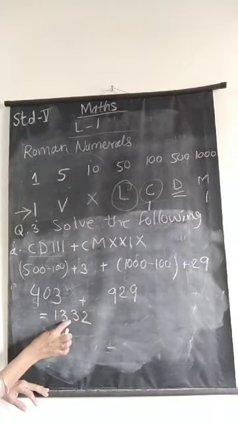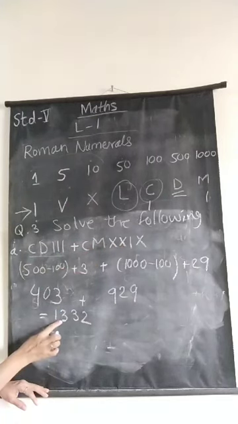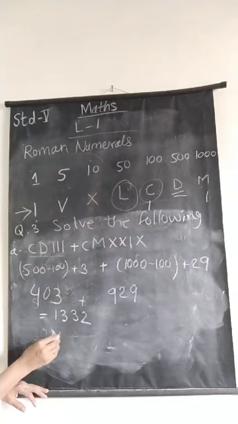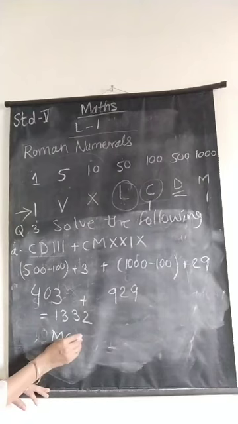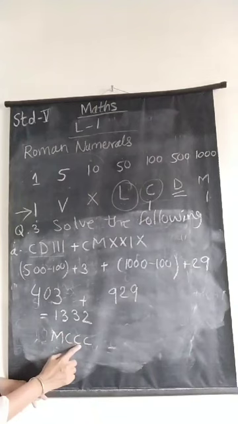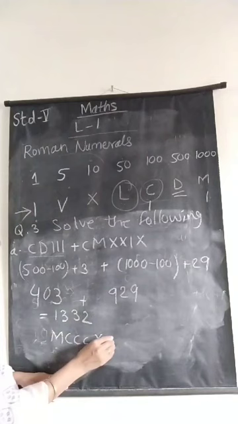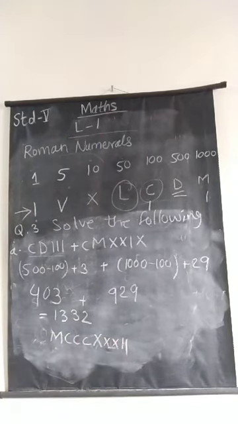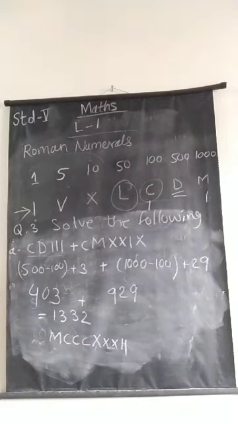The answer for this will be 1332. Now we have to write this in Roman because these are in Roman. The answer should be in Roman. 1000 is written as M. Yes, and 300, how many times will C come? 3 times C. 100, 100, 300. 1300 is over. Then 32. 32 can be written as 3 times X and this is 2. So 1332 is written like this. Okay, students? Understand?